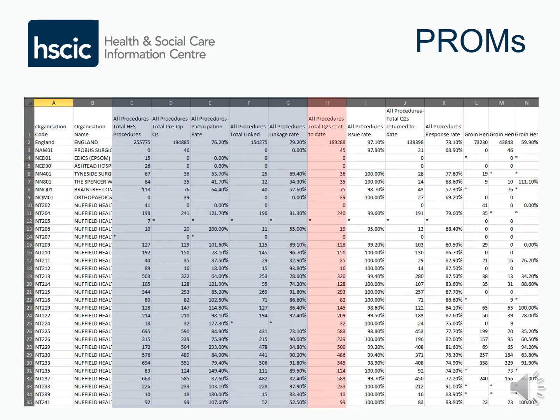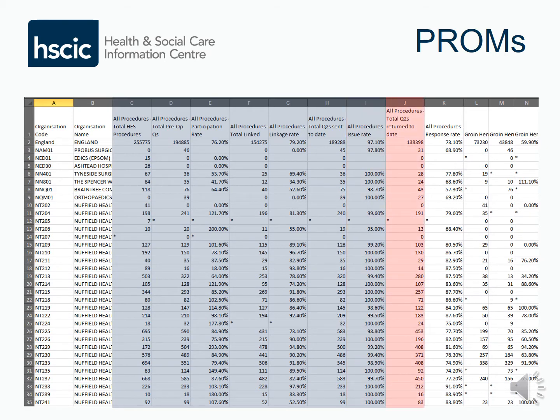Total Q2s sent to date is a count of the number of post-operative questionnaires that have been sent out. The issue rate is the number of post-operative questionnaires sent out as a percentage of the number of preoperative questionnaires. There are a number of different reasons why not all patients are sent a post-operative questionnaire, such as the procedure being cancelled.